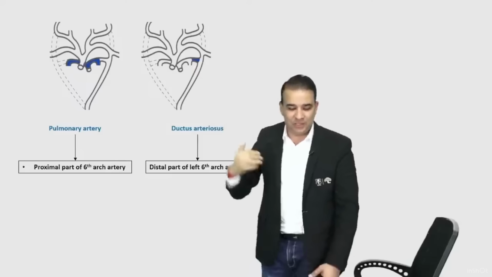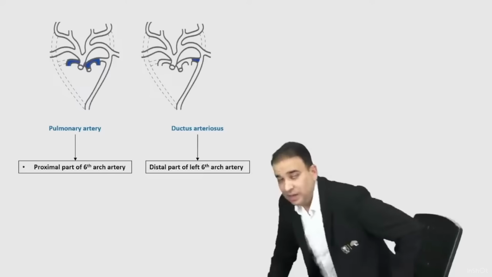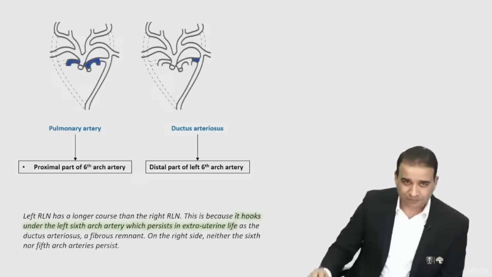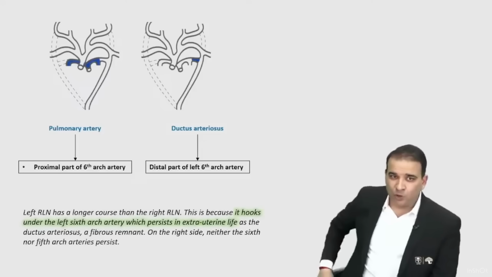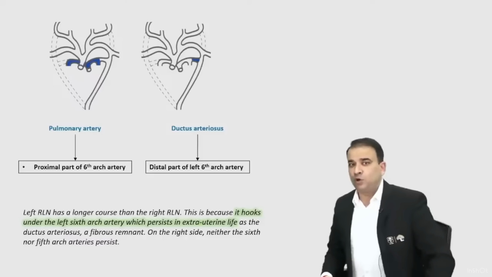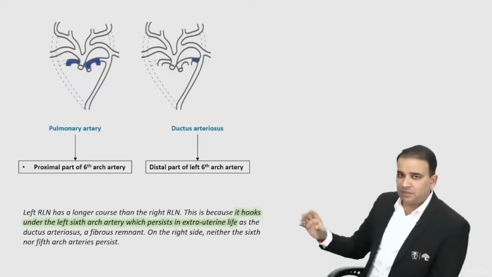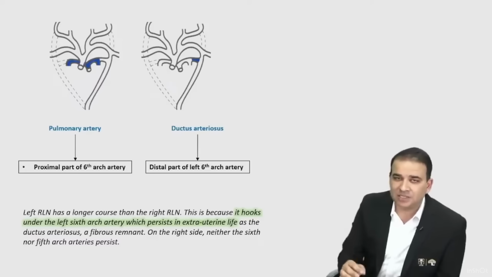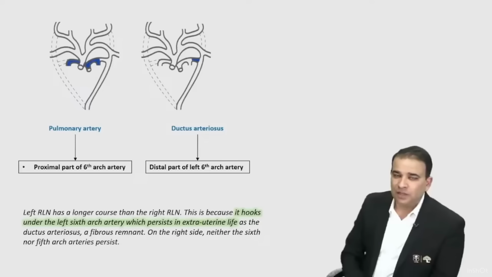And that's why you see the left recurrent laryngeal nerve longer. It is below the arch of aorta. It is passing under the ligamentum arteriosum. So just quickly go through that line here. It says the left recurrent laryngeal nerve has a longer course than the right recurrent laryngeal nerve. This is because it hooks under the left sixth arch artery, which persists in extrauterine life also.